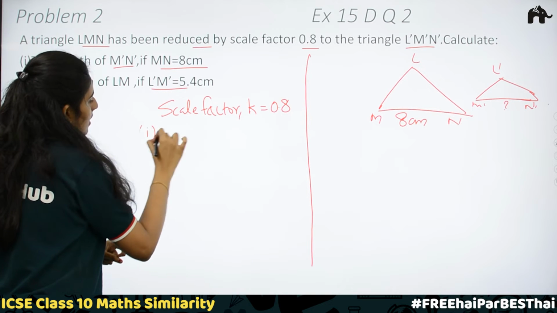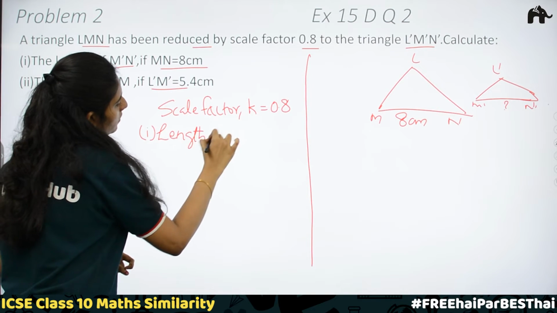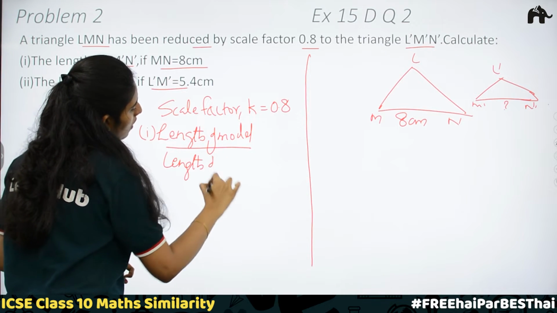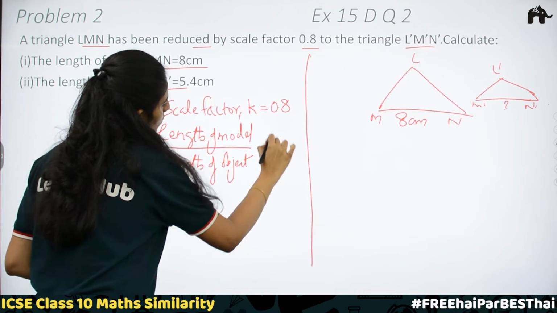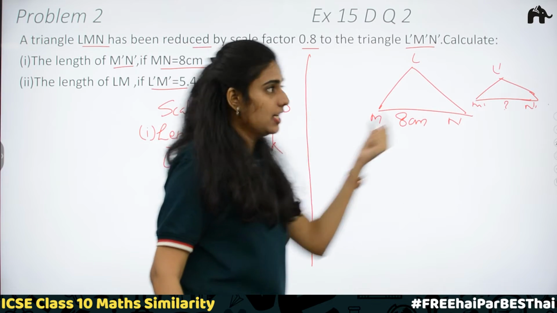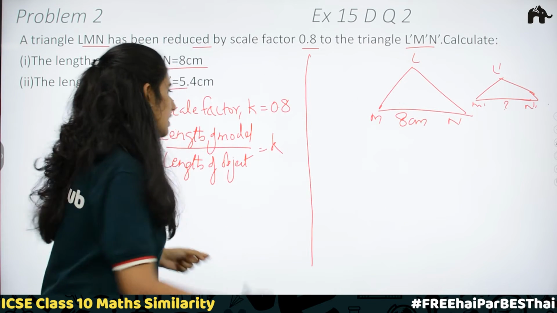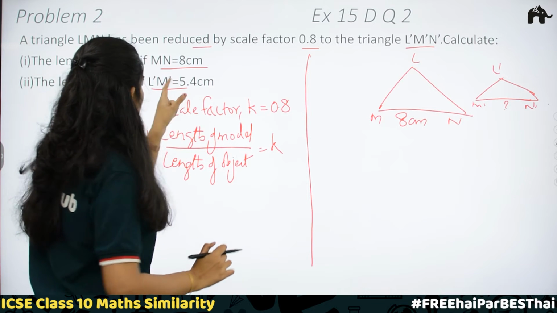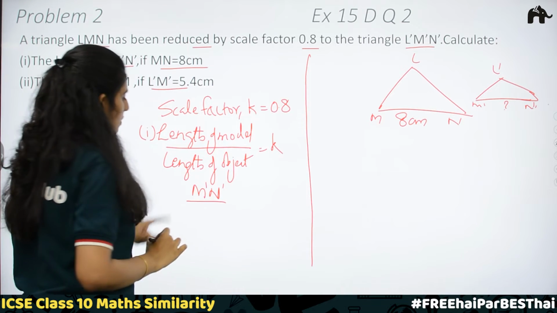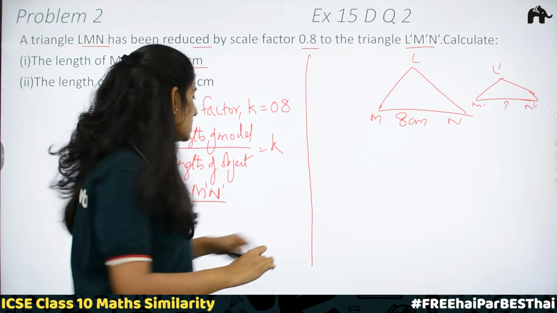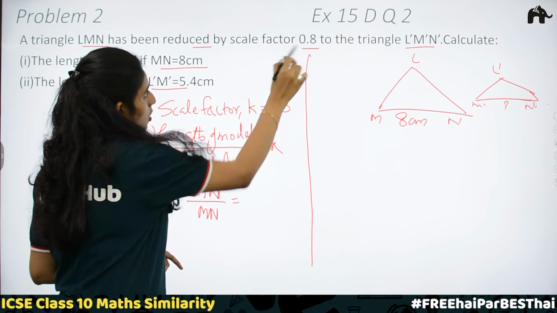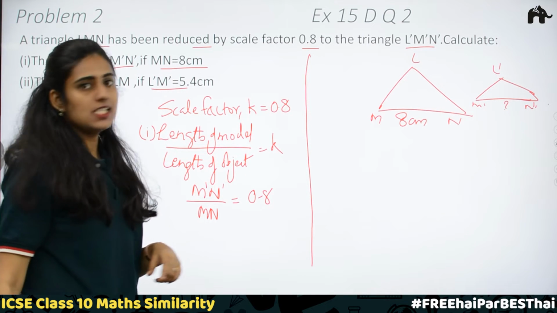How to find? We have length of model divided by length of object is equal to scale factor. Here the length of model is the reduced one and the length of object is the original triangle. Therefore, the length of model, that is, we have to find M dash N dash, divided by length of object. Here the given length which is MN, is equal to K. The value of K is 0.8. Scale factor K is 0.8.